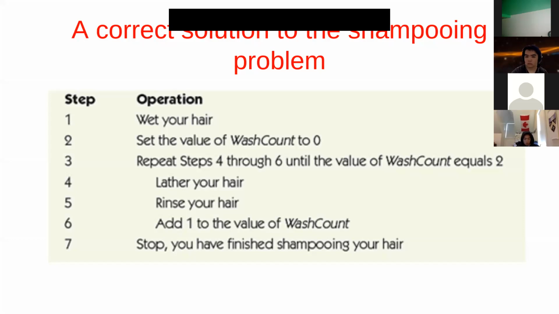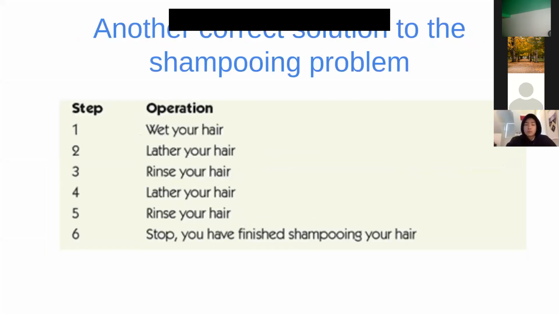No. It should be equal to 1 because we started out with it equal to 0 and we only added 1 to it. So we lather our hair again, we rinse our hair again, add 1 to it. Now it's what wash count? It's 2, right? And so we go back up to 3 to check, and we say, oh, wash count's equal to 2, so we're done. And we go to 7 and we stop. We've now washed our hair. So that's an algorithm for shampooing.